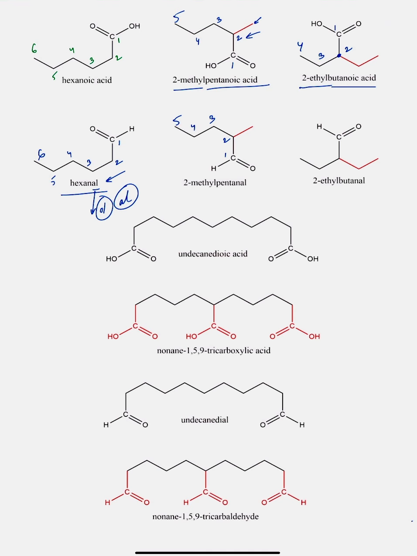Anyway, what about this? 2, 3, 4. I can name it to the right also. I'll get the same name. So it's 2-ethyl butanal. Now let me stress one more thing.